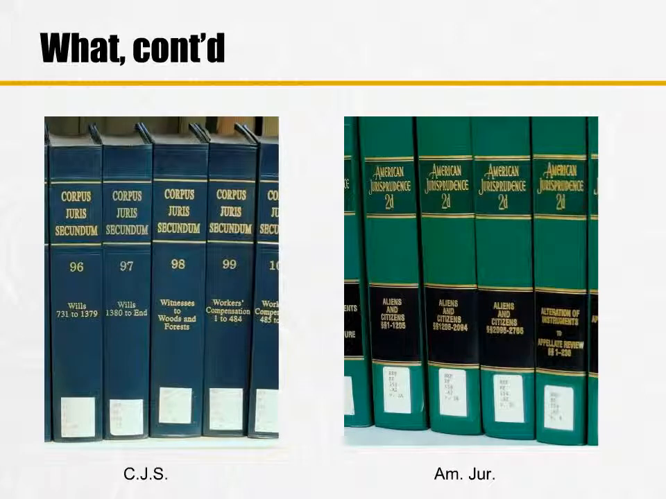The main encyclopedias used in legal research are Corpus Juris Secundum on the left, or CJS for short, and American Jurisprudence on the right, or AmJur for short. These are both large, multi-volume encyclopedias covering legal issues on a nationwide level. That is, they are not state-specific, although they do contain references to some state-specific case law.